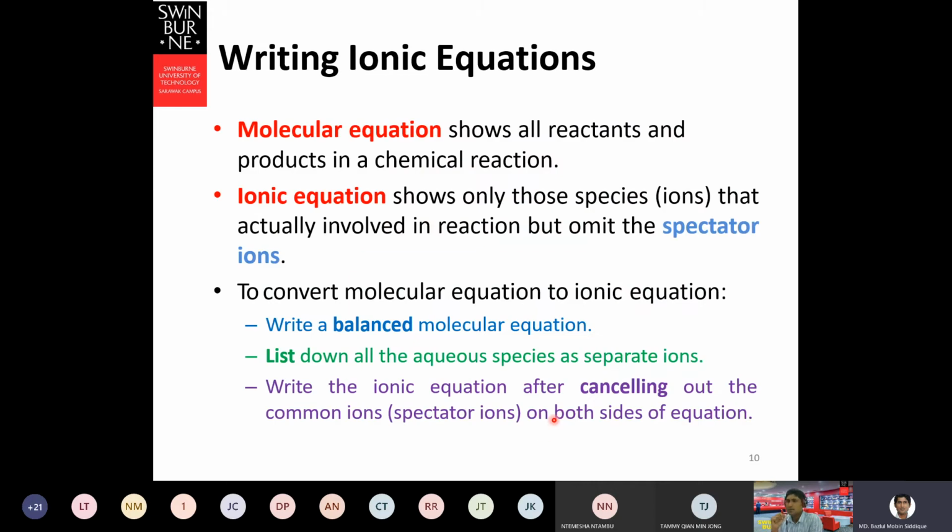So the writing of the ionic equation is important so that we can find out what are the main ions that are involved in the reaction and which are causing the reaction for this precipitate or the product to occur.